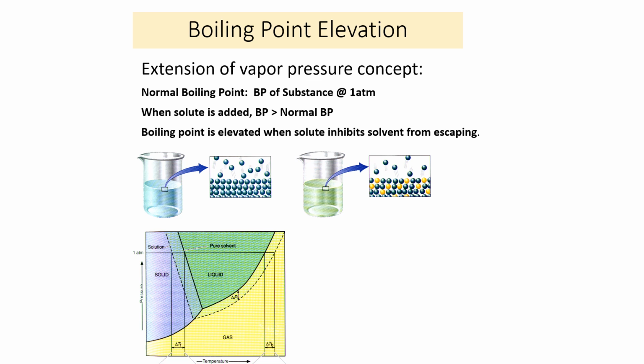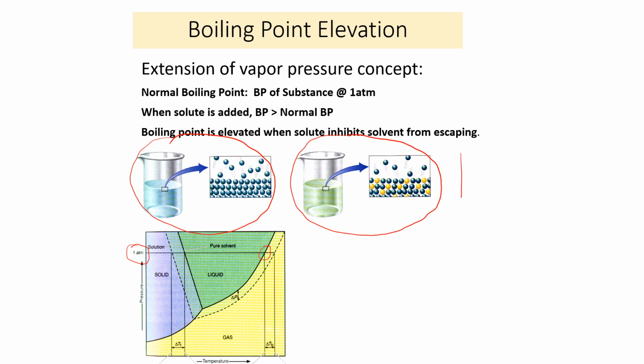Boiling point elevation is the extension of the vapor pressure concept. Since we have the normal boiling point at the standard pressure of 1 atm, the temperature for the normal boiling point is here. When a non-volatile solute is added to a pure solvent, we are going to have a higher boiling point than the normal boiling point.